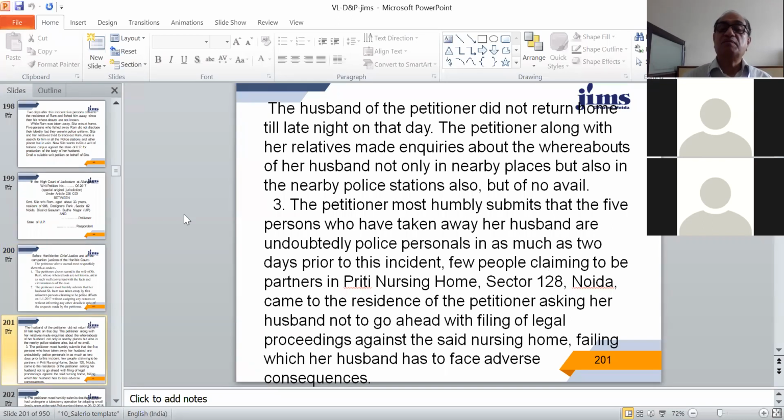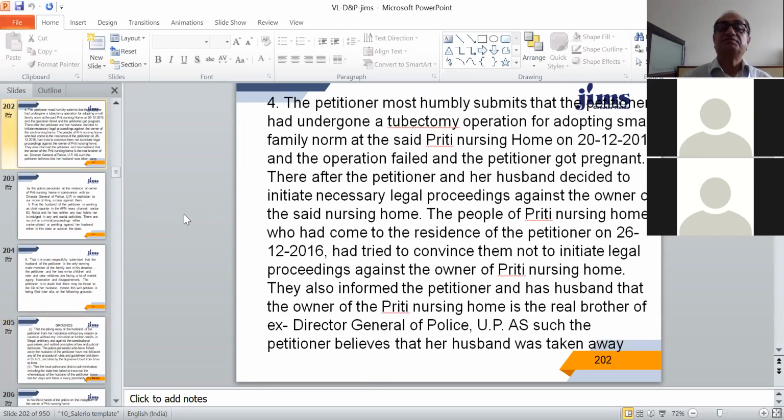The petitioner most humbly submits that the 5 persons who have taken away her husband are undoubtedly police personnel, inasmuch as 2 days prior to this incident, a few people claiming to be partners in Preeti Nursing Home came to the residence of the petitioner, asking her husband not to go ahead with the filing of legal proceedings against the said nursing home, failing which her husband would have to face adverse consequences.